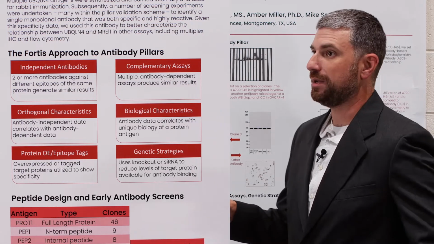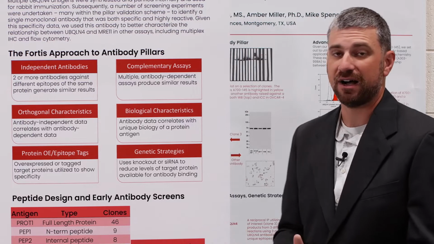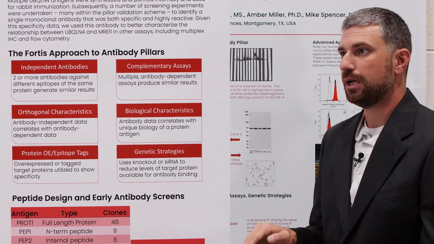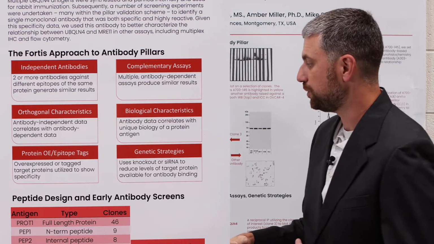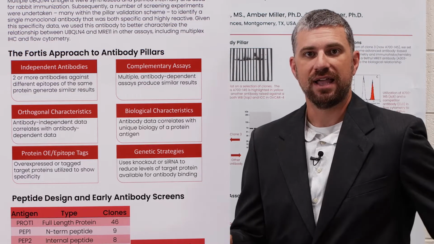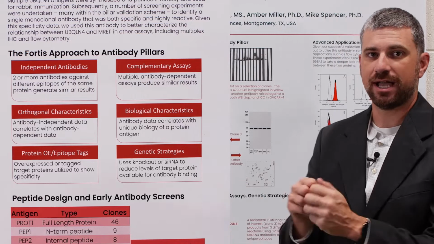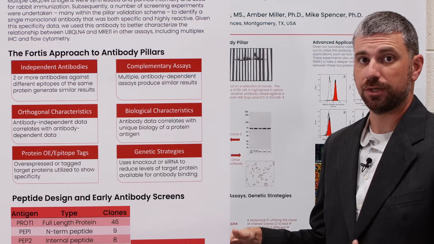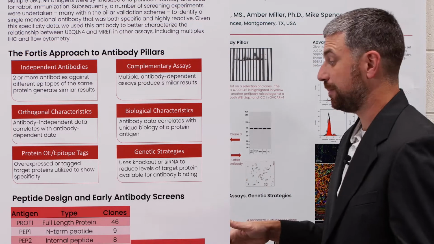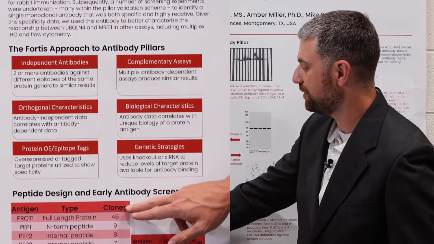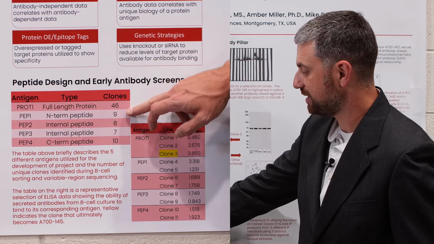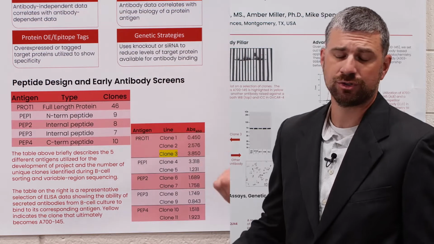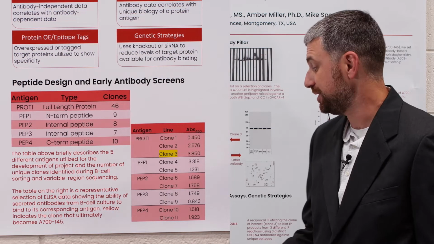So when we went into this project, we started off with 5 unique antigens that were injected and then used ultimately for B-cell selection. We used a full-length protein and then 4 unique peptides scattered throughout different regions of the UBQLN4 protein. And from each of these antigens, we were able to isolate 46, 9, 8, 7, and 10 total clones, coming out to about 70 total.